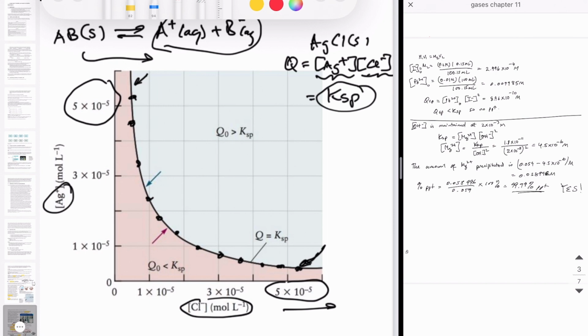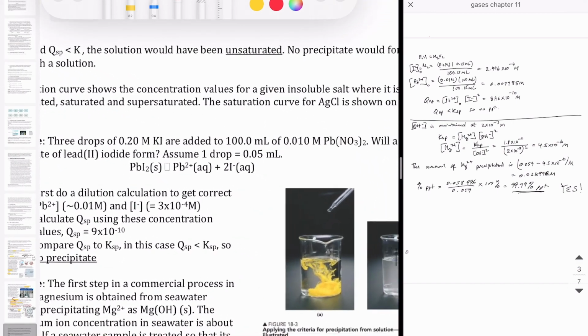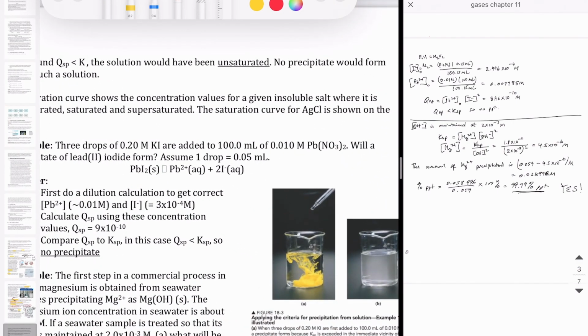So again, this whole curve here just tells you where different equilibrium points lie with different concentrations of silver and chloride ion. Now, if you're on this side of the curve, then you're basically having a lot of precipitate because at that point your Q is much larger than K. However, if you're on this side of the curve, then you are below saturation. So at that point, you don't see any precipitate. Okay, we'll actually do an example here just to show how these calculations are done.